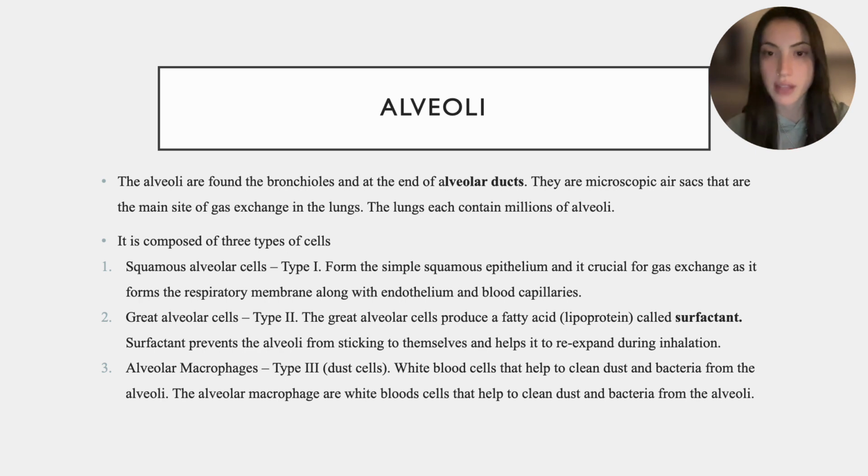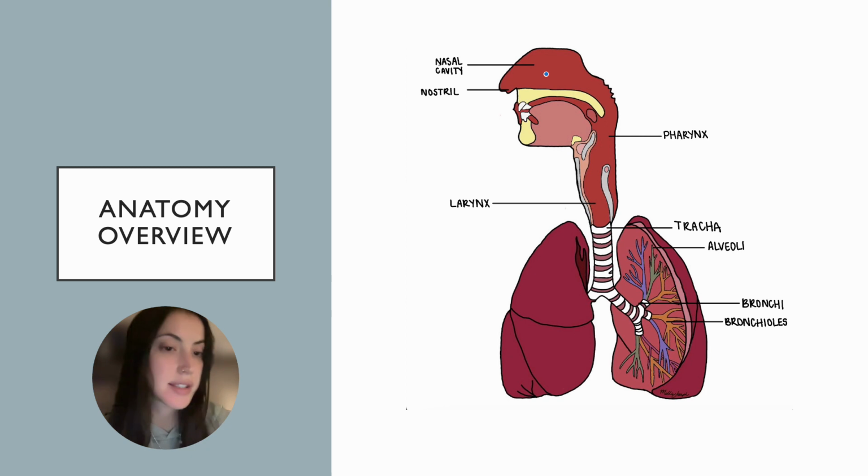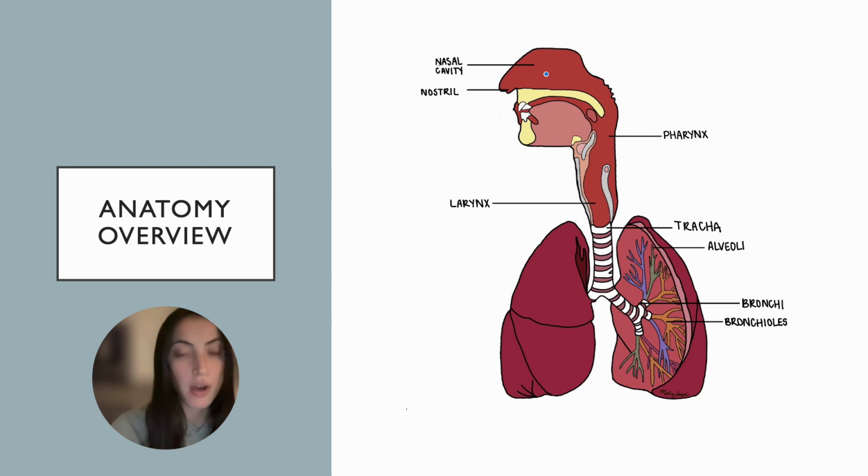And lastly, here's just an anatomy overview of all of the structures that we talked about. There are some structures that were not talked about in this video, like the lungs, the left and right lung. But here's my drawing. It's not the most detailed drawing of the respiratory system, but there's definitely more detailed drawings on Google.